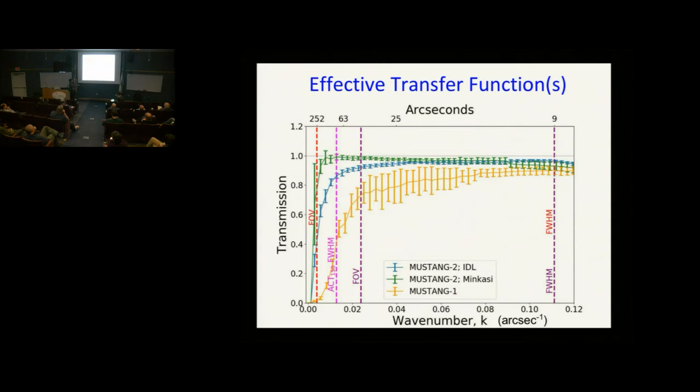You notice the field of view of Mustang 1 here and field of view of Mustang 2 there. Mustang 1 really didn't recover signal beyond its field of view. Same with Mustang 2, at least with our standard reduction, is not recovering that well signal at our field of view. But with our newer data processing, we're recovering quite a bit of signal at our instantaneous field of view.